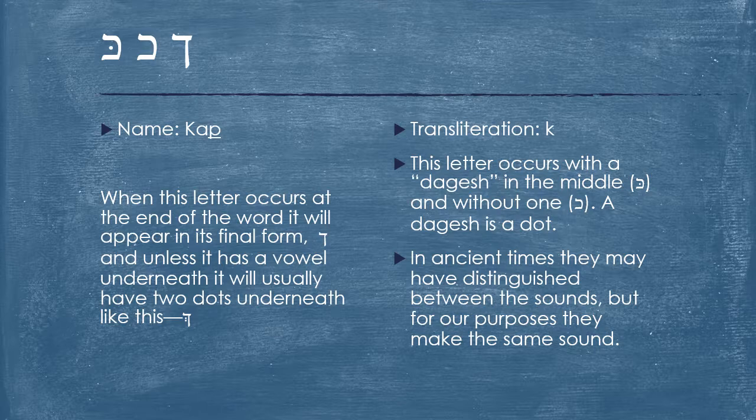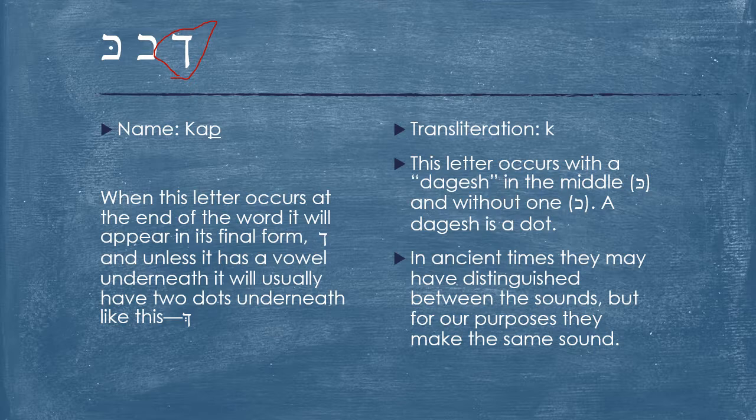The next letter is Kaf. Kaf comes in three forms. We have with the dagesh, without the dagesh, and then also there's a final form. When Kaf occurs at the end of a word, it will have this final form that you see here. The transliteration is K, the K sound.